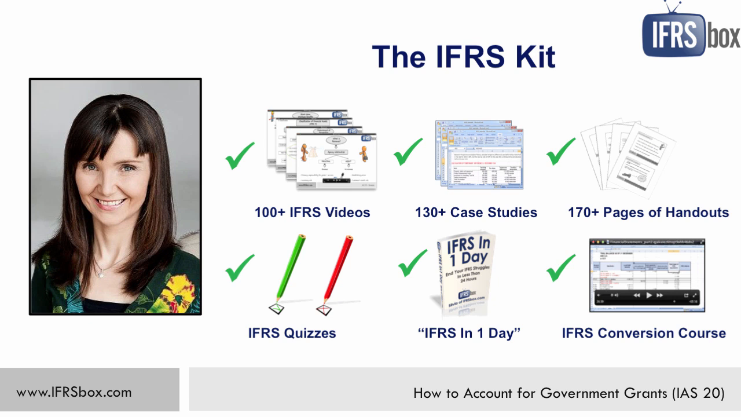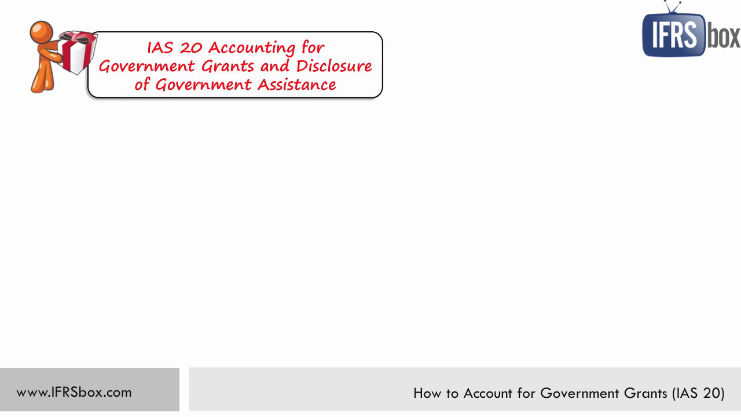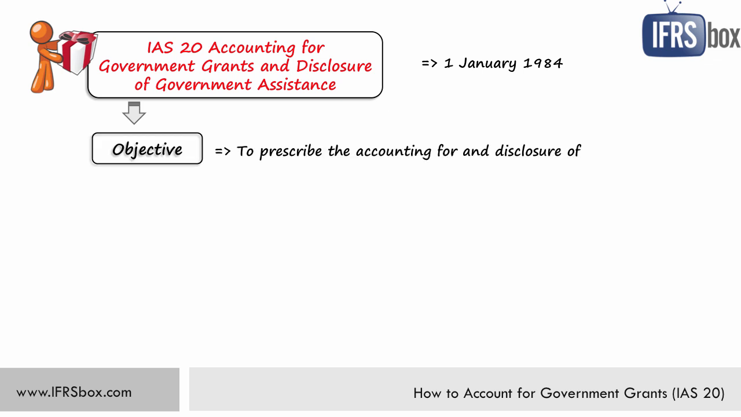In order to account for government grants correctly, we need to look at standard IAS 20, accounting for government grants and disclosure of government assistance. It's a very old standard, effective from 1984, with no significant changes afterwards. Its main objective is to prescribe the accounting for and disclosure of government grants.